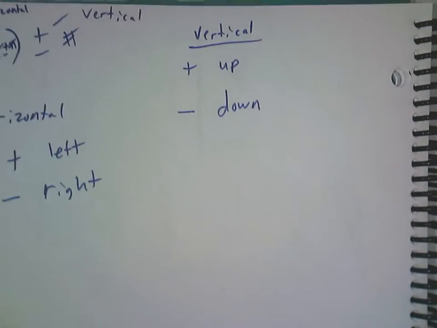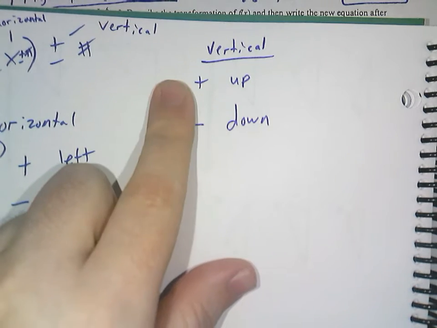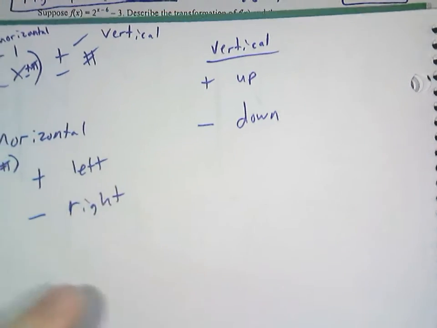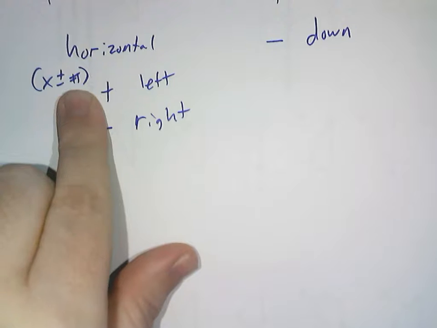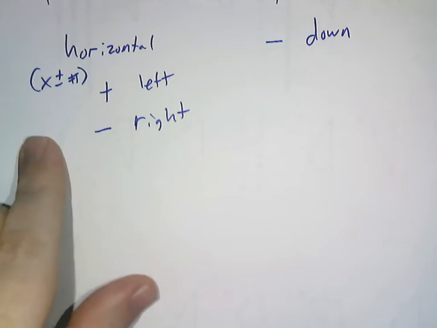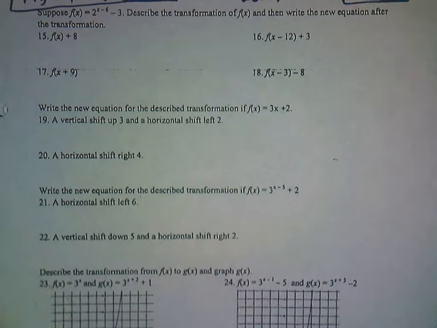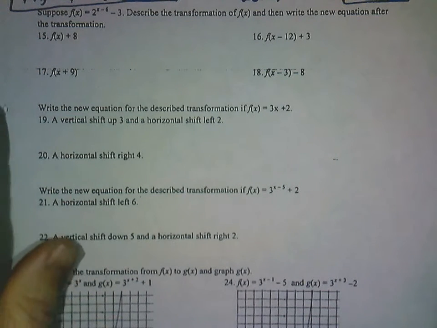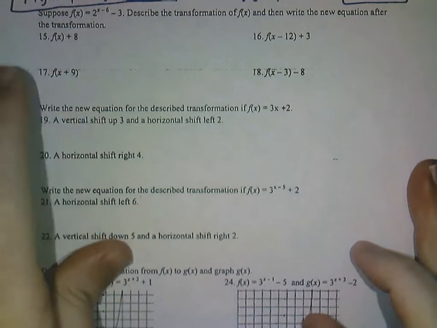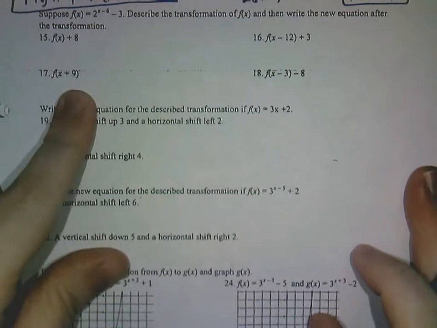Again, if it's outside the parentheses, it's going to be vertical, and if we add, it goes up, subtract, it goes down. If it's inside the parentheses, it's going to be horizontal, and if we add, it goes to the left. If we subtract, it goes to the right. The difference is mostly going to be in the horizontal, because everything horizontal is going to go to our exponent. So let's start by looking at a horizontal. This is adding 9 in the parentheses.